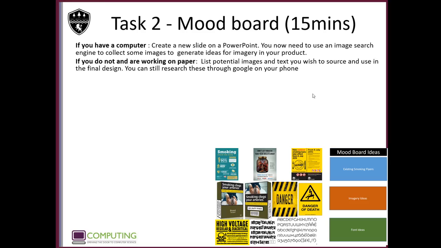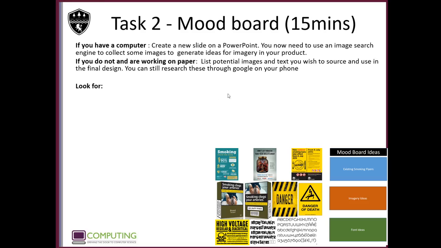If you're doing this on paper, what I suggest you do is have Google Image Search opened up on your phone, and then on your piece of paper, I don't expect you to draw the images, but list potential images and text that you wish to source. So you're writing down the images that you would include on your mood board in your final design. You can still research these through Google on your phone.